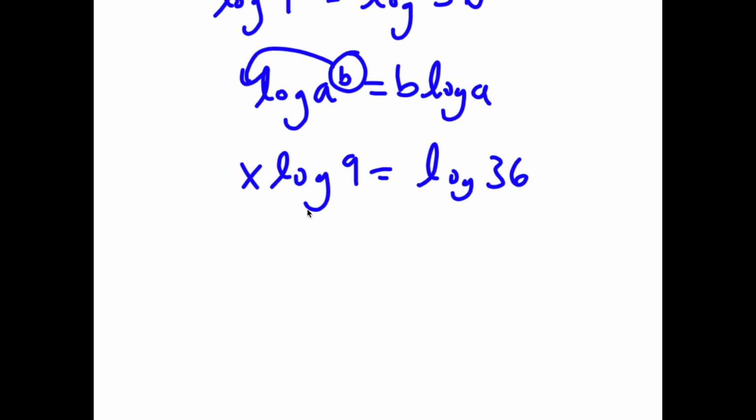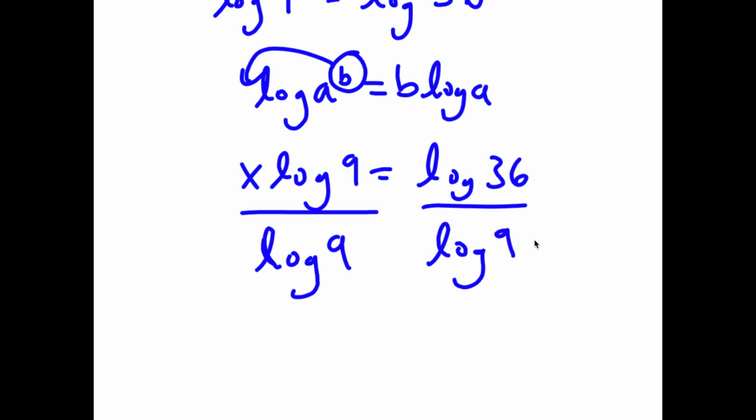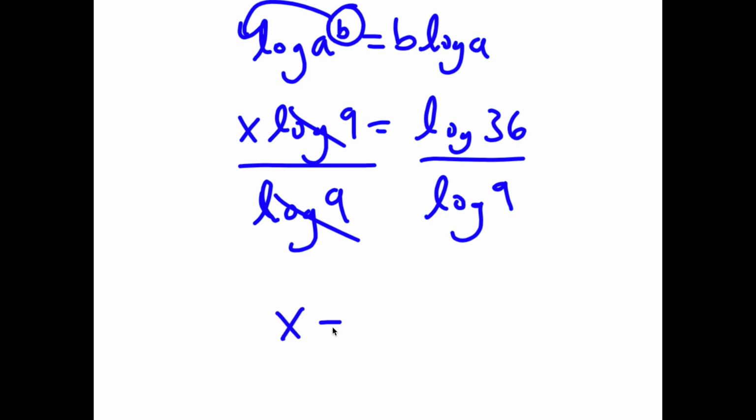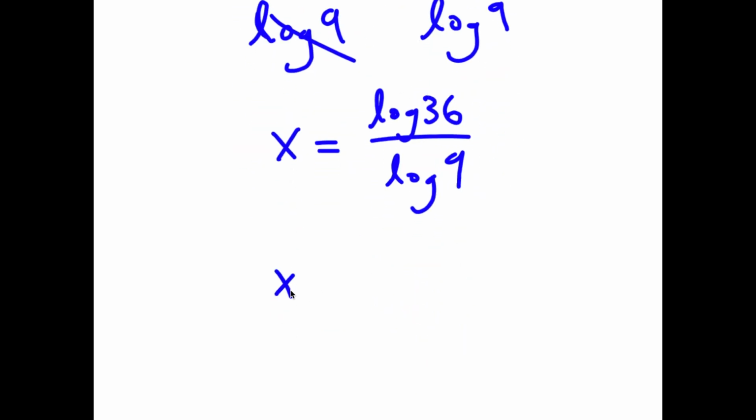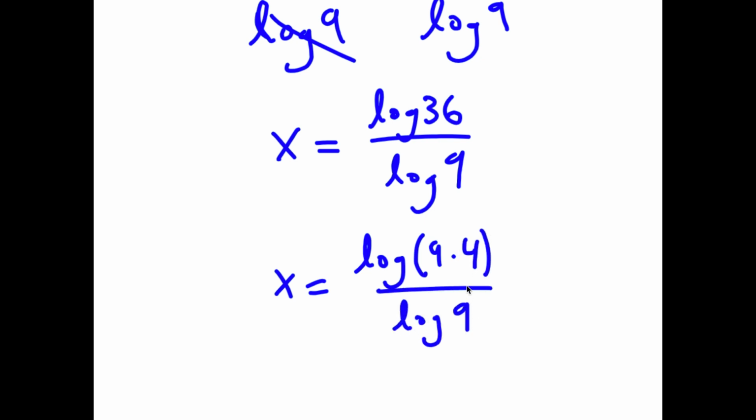Now, I'm going to go ahead and divide both sides by log of 9. So then these two cancel out. Now I get x is equal to log 36 over log 9. So 36 I can rewrite as 9 times 4. So I have log of 9 times 4 over log 9.